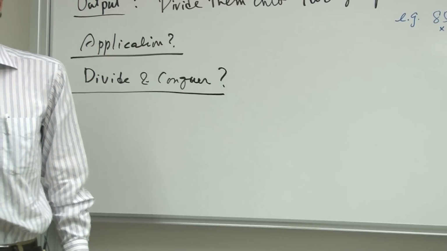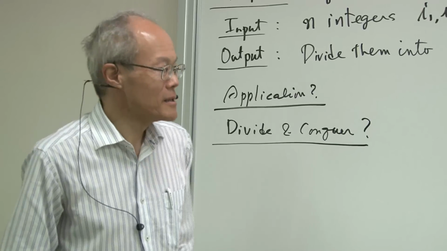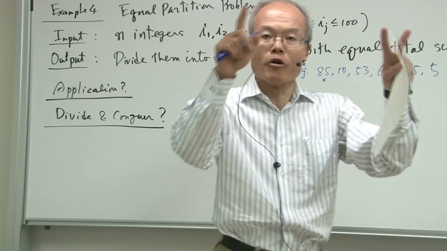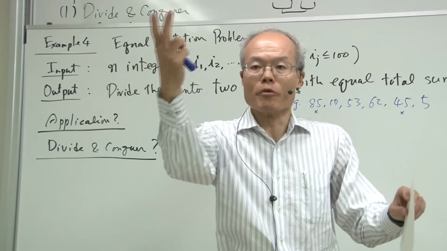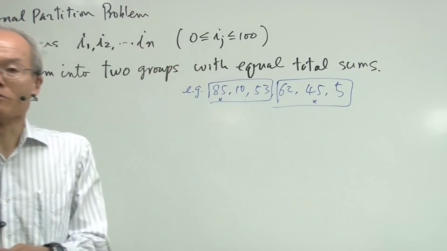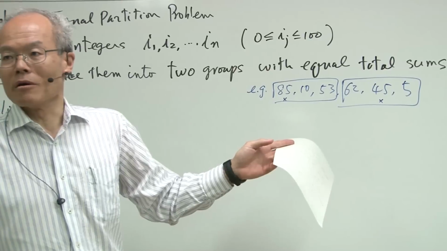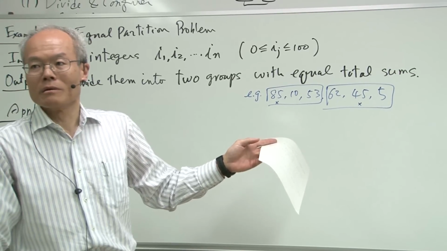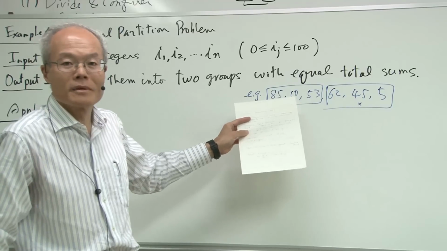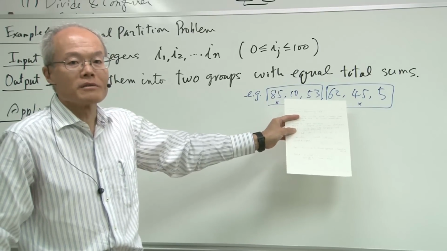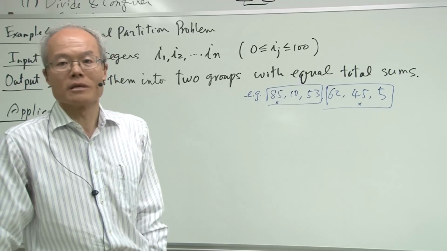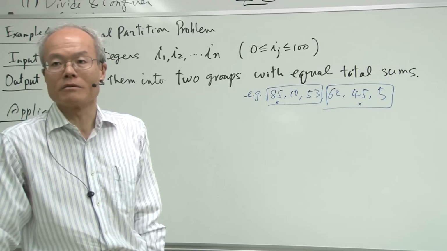Let's try to use divide and conquer. Divide and conquer is to divide the problem into maybe 2 small problems. For example, these 2 small problems. But this is obvious, it doesn't work. There is no such partition for this group or that group. But actually, we do have a good partition for the whole set. So this is not a good idea. It's impossible to use divide and conquer.